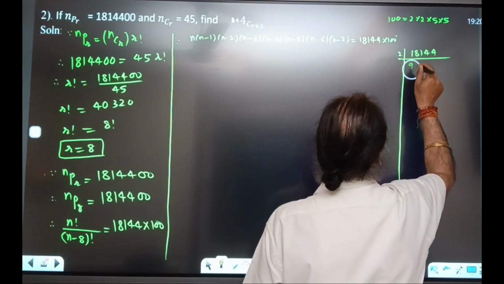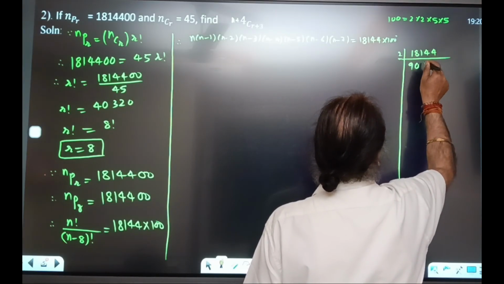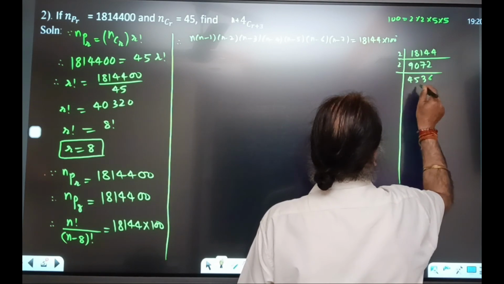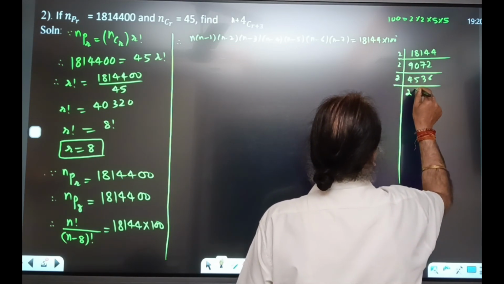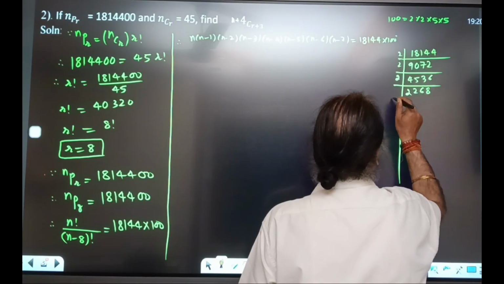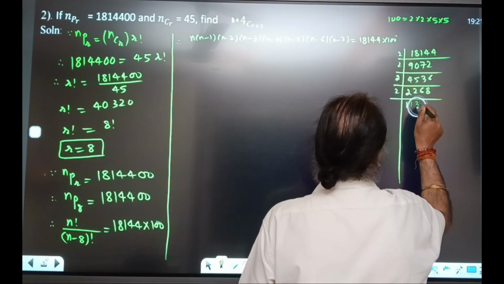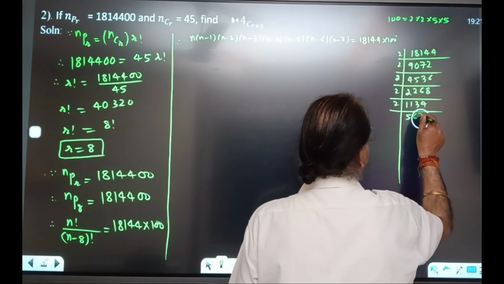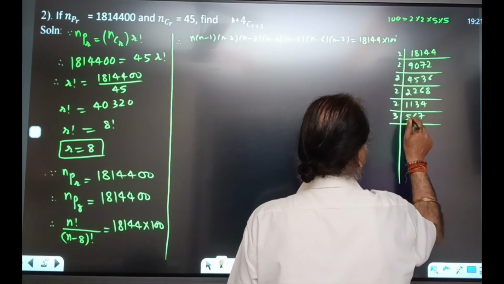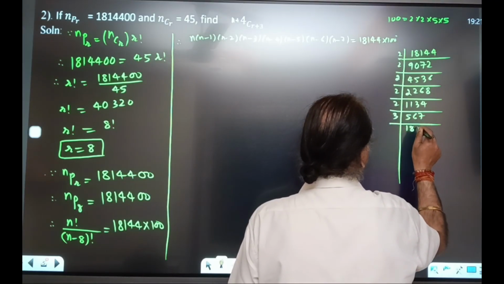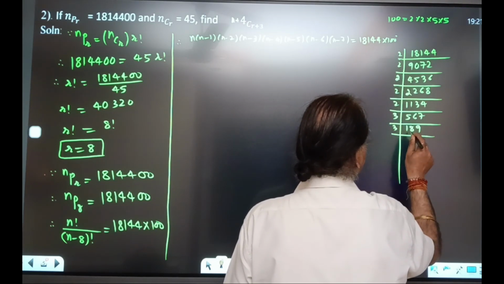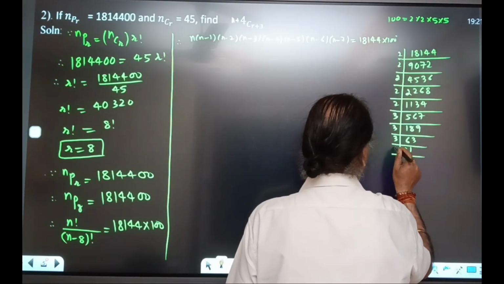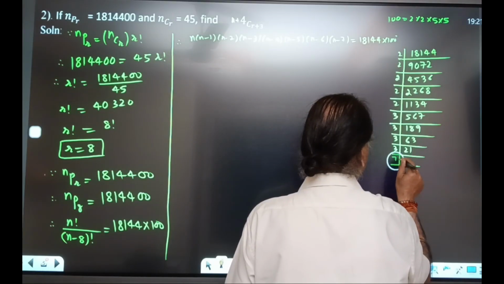Factorizing 18144: 2 nines are 18, 0, 2 sevens are 14, again 2 fours are 8, 2 threes are 6, again 2, again 2, again 2. 2 sixes are 12, 2 sevens are 14, now 3 ones are 3, 3 eights are 24, 3 nines are 27, 3, 3, 3, 7 ones are 7.